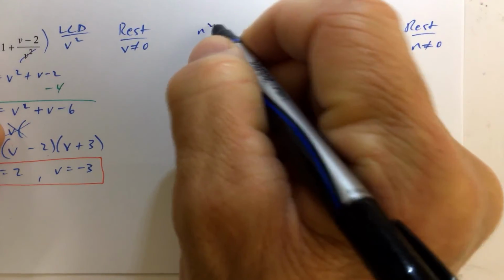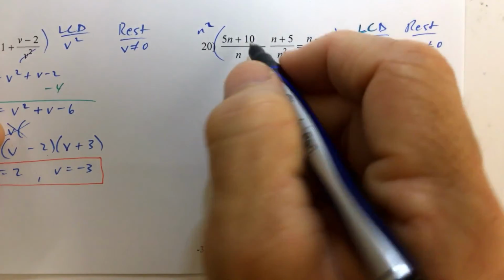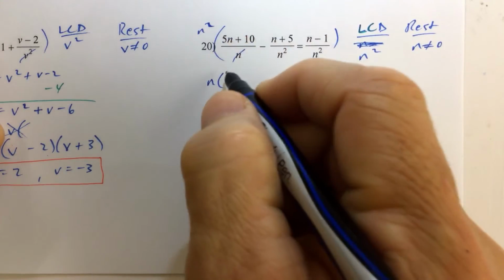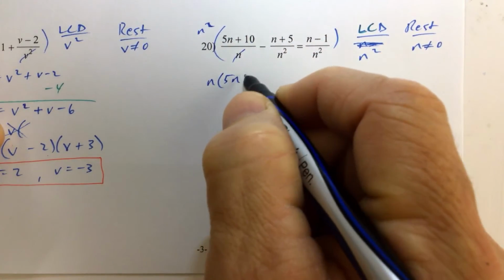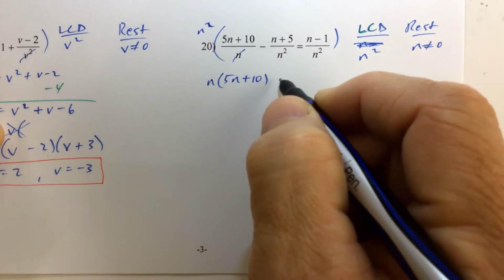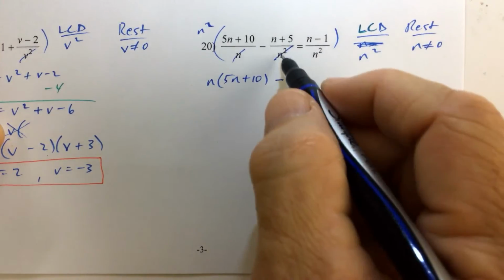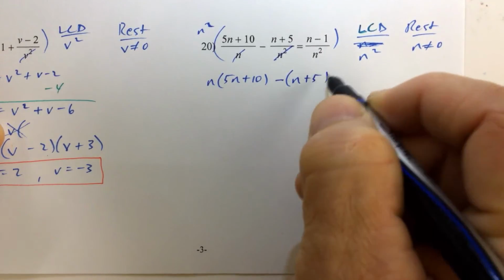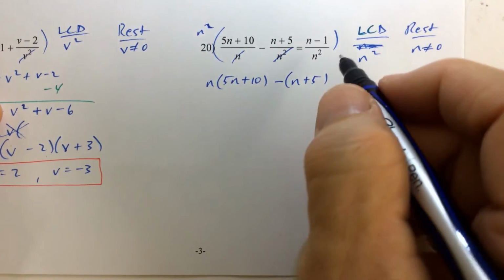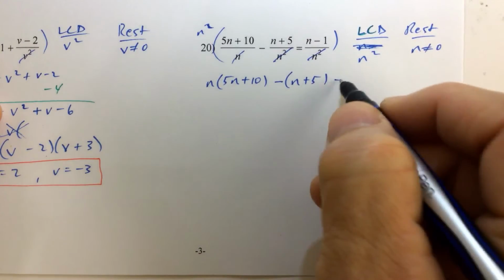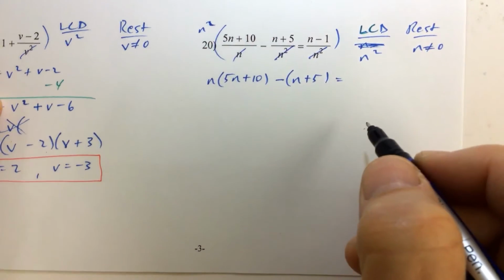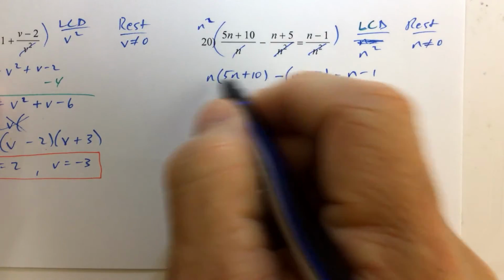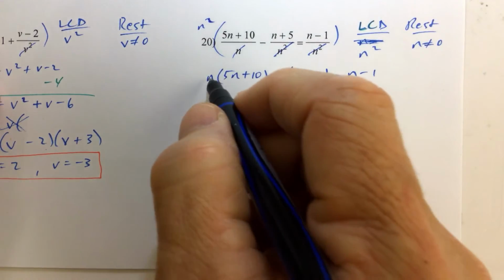So multiplying both sides by n squared, this n cancels with one of those n's, and we're left with a factor of n multiplied by this numerator of 5n plus 10, and then we have minus. This n squared cancels with the LCD, and so we have to subtract, be really careful here, subtract the entire numerator n plus 5, and then equals, this n squared cancels with the LCD, so we're left with 1 times n minus 1.